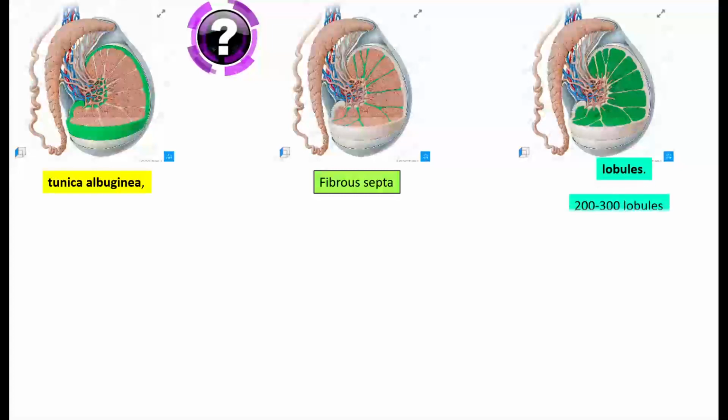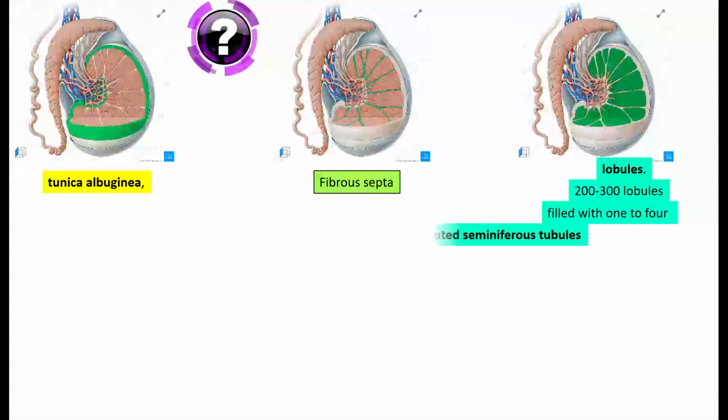These are lobules, and there are 200 to 300 lobules, and each lobule is filled with 1 up to 4 seminiferous tubules. And these seminiferous tubules are long, and they are put in a small space, therefore they become convoluted, they become tortuous.